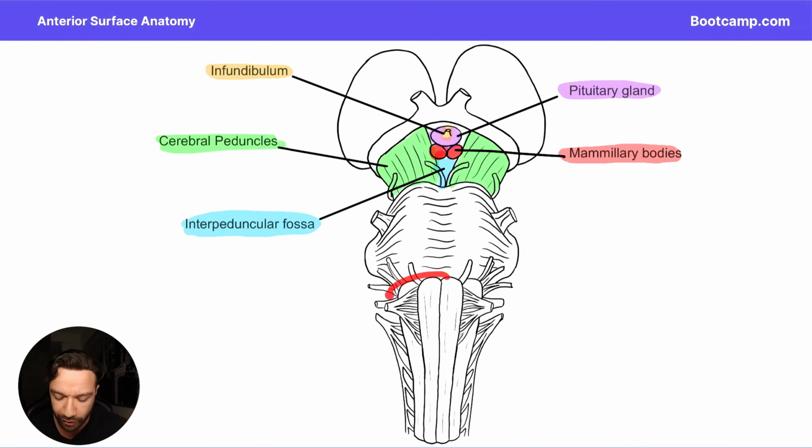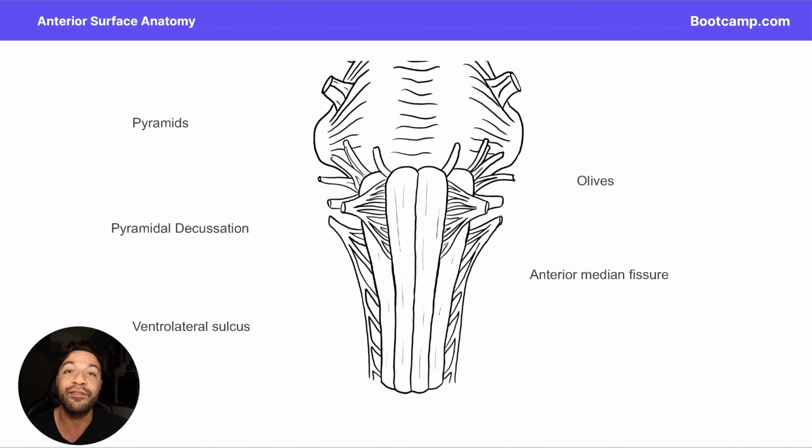Now we're going to move down and look at some structures found here in the medulla. First up, we're going to have our pyramids and our pyramidal decussations. So these are the two anterior bulges, which are going to be found most medial on the medulla. And these are carrying those corticospinal fibers down from those cerebral peduncles into that pons. And then this is the continuation part. Those corticospinal tracts continue into the pyramids.